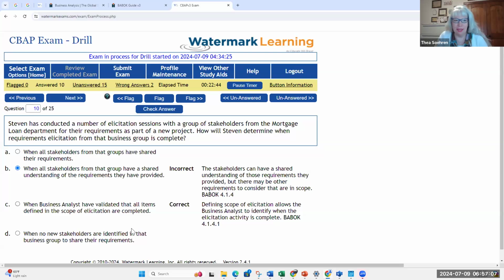Interesting. So to get the answer right on the test, that's what you've got to know. I've discovered that requirements can come out of the woodwork after you think you've got them all. You've got to always be open to more requirements, and then every requirement means that you've got to go back to the requirements that you had and review them to be sure that there's no impact on those, nothing's contradicting each other. It just goes on, but this is what it is for the test. Business analysts have validated that all items defined in the scope of elicitation are completed.